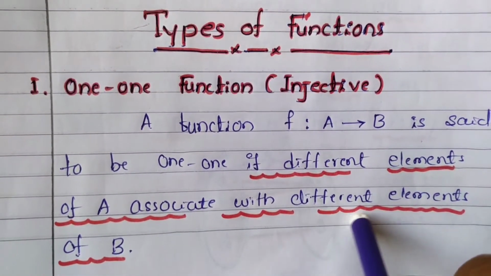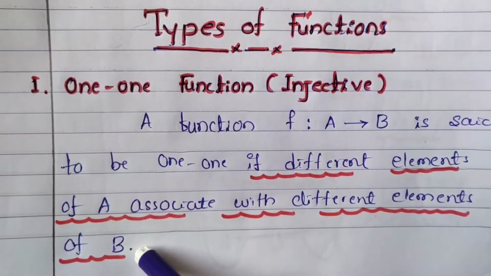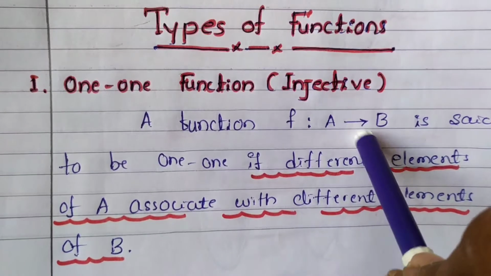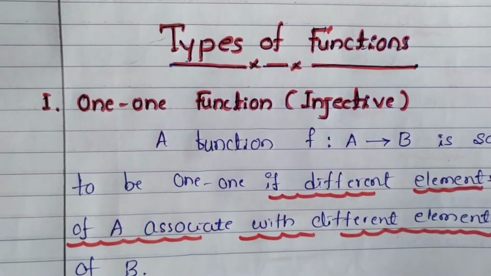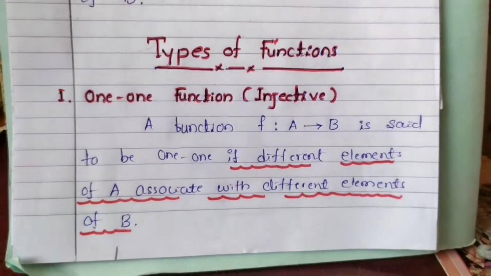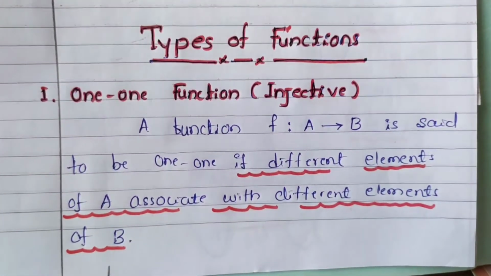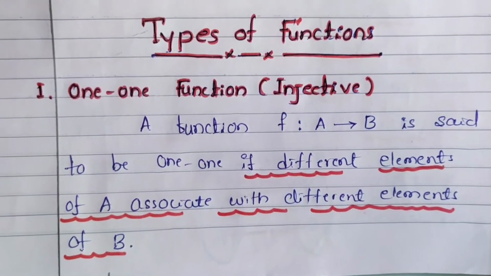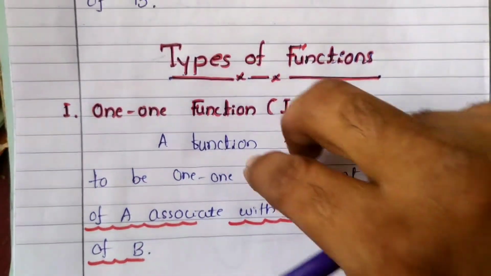If different elements of A associate with different elements of B, then the function f from A to B is called an injective or one-one function. What is a one-one function? A function f from A to B is said to be one-one or injective if different elements of A are associated with different elements of B.